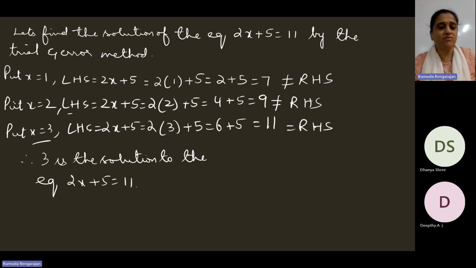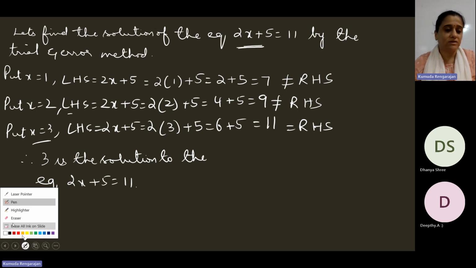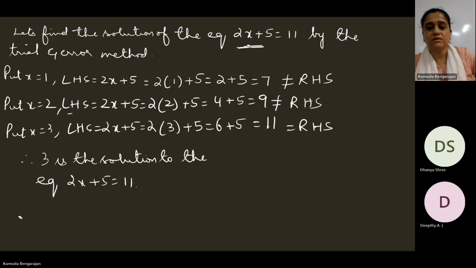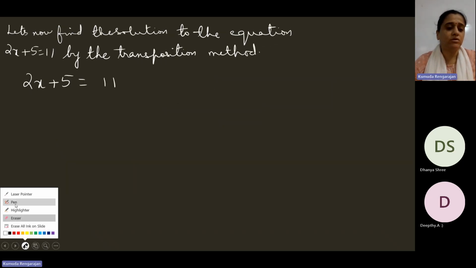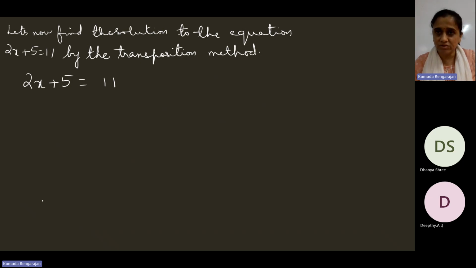So see here, what is the variable in this equation? X is the variable in this equation. And what's the value of the variable? 3. We're going to work this by the transposition method to find the value of x. Finding the value of x is also finding that value which will satisfy the equation.